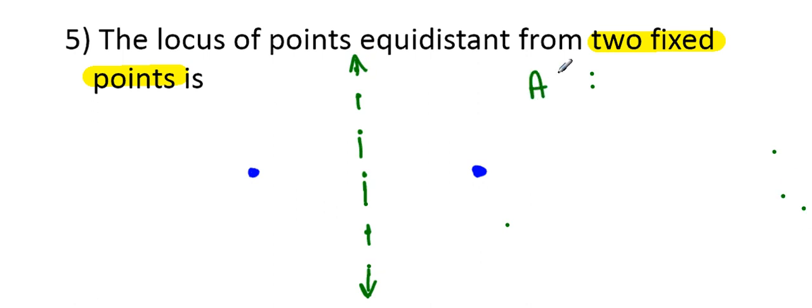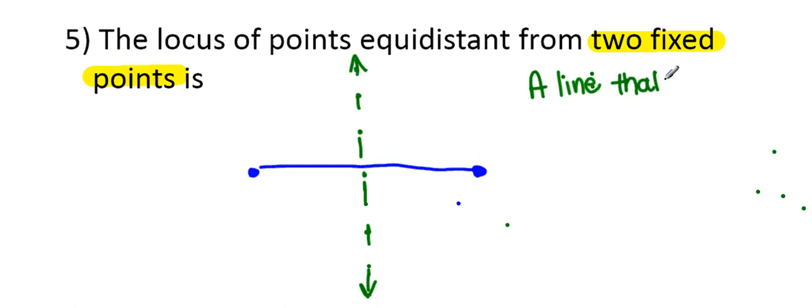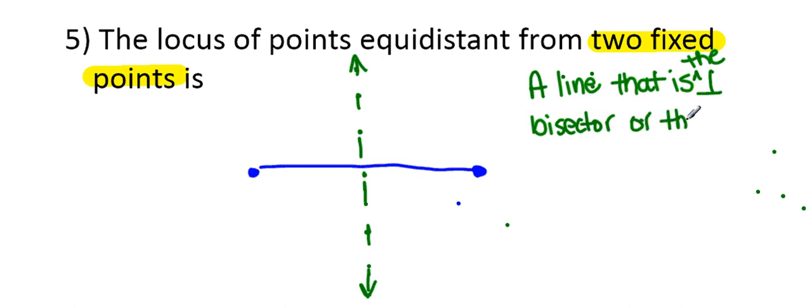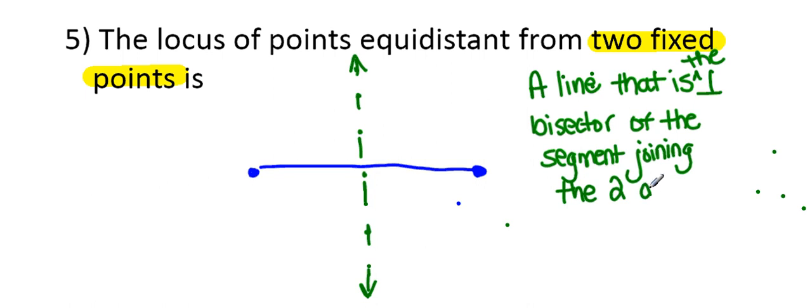And his description is a little bit tricky until you think about the line segment that joins those two points. That line is the perpendicular bisector of the segment formed by the two given points. I'm going to say the line segment joining the two given points.